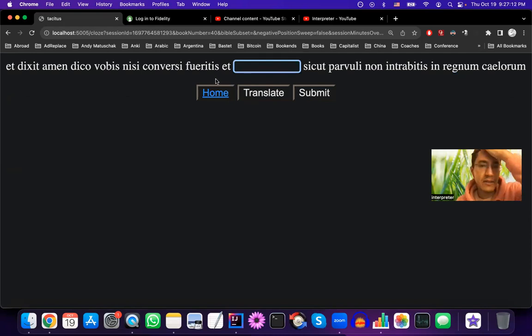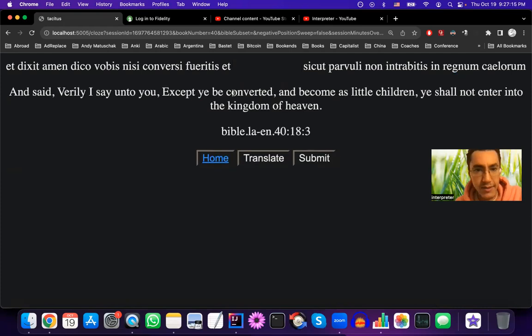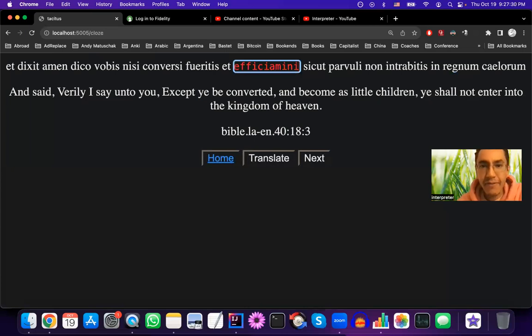Nisi conversi verities et, except ye be converted and become as little children. So how do we do that? I don't know. Efficiamini sicut parvoli.